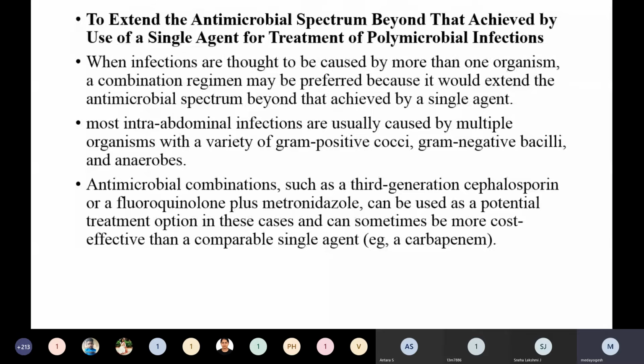The next situation is most intra-abdominal infections are usually caused by multiple organisms with variety of gram-positive, gram-negative and anaerobes. Antibacterial combinations like third generation cephalosporins or fluoroquinolones plus metronidazole can be used as a potential treatment option in such cases, and they are more cost effective compared to single agent like carbapenem, which is a costly drug.